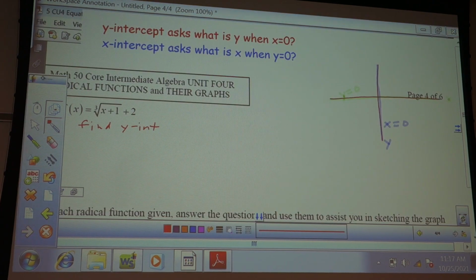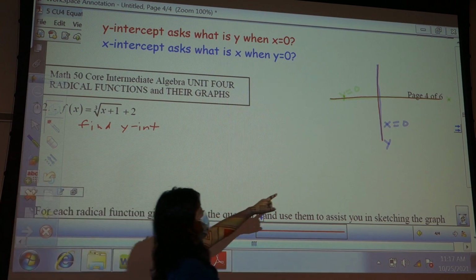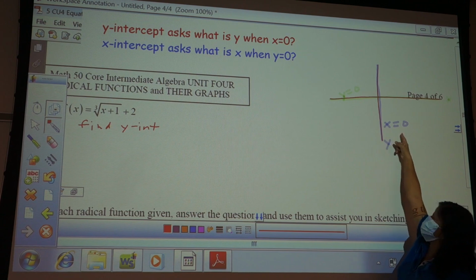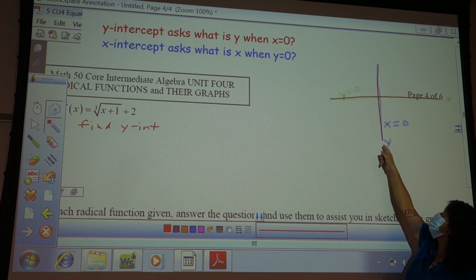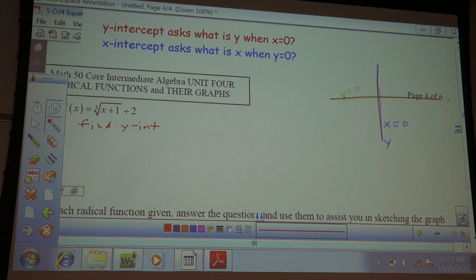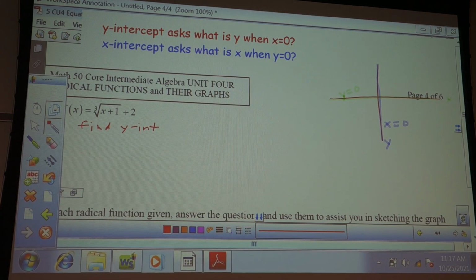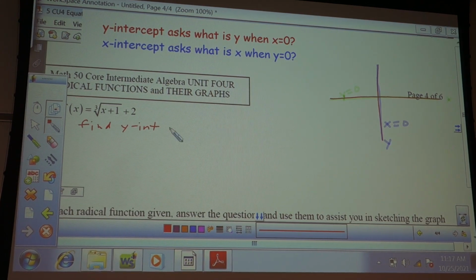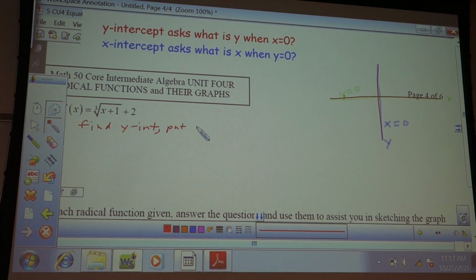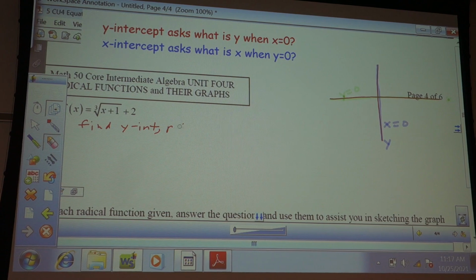Okay, so remember, the Y-intercept asks, what is Y when X is 0? Because all along here, X is 0. We need to figure out what Y is, so it's going to be (0, something). So we're going to put in 0 for X, set X equal to 0.